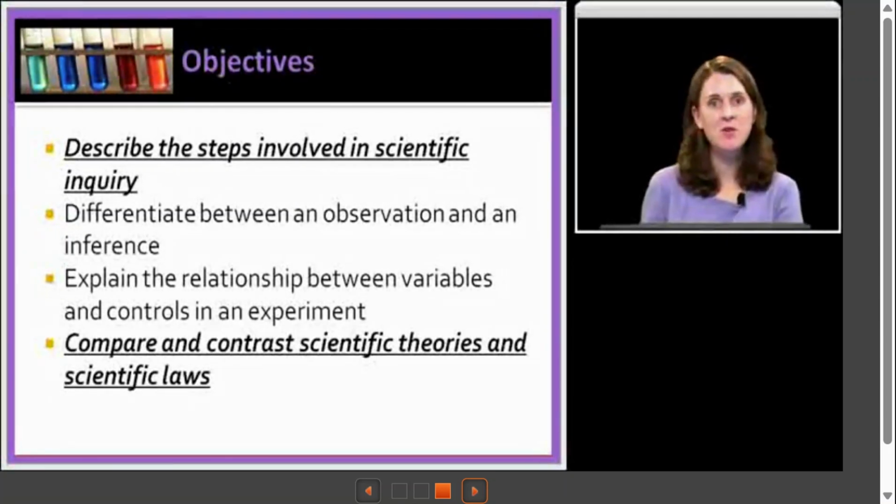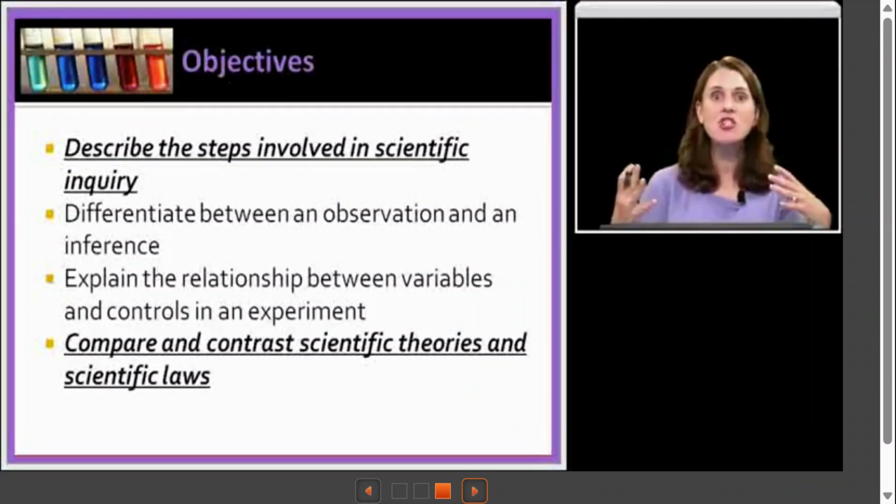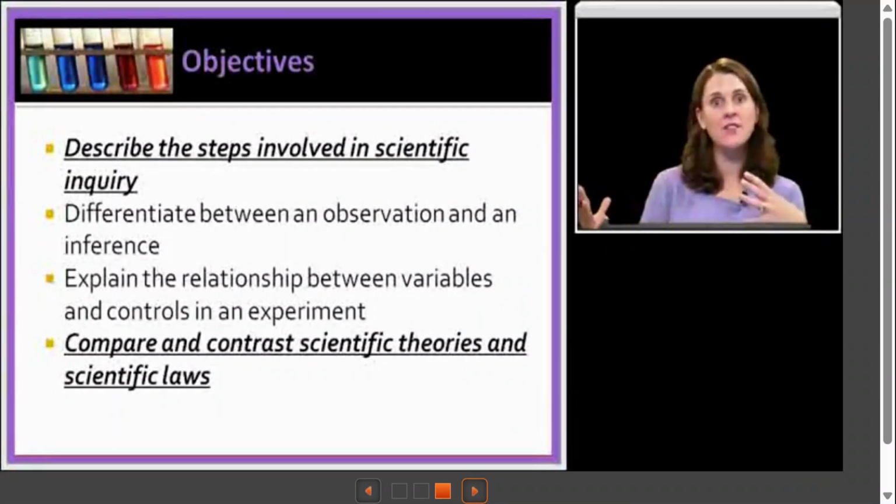The last piece we're going to discuss in today's section is, after you've run that experiment, analyzed your results, formed your conclusion, well, how do you ever end up getting what are called scientific theories or scientific laws? How do those come to be from different experiments, from conclusions of those experiments? So that's the last piece we need to talk about for scientific inquiry.